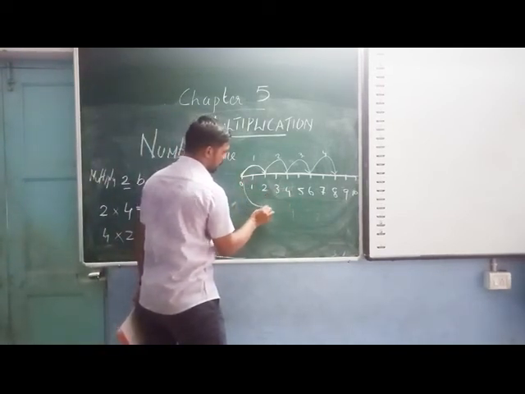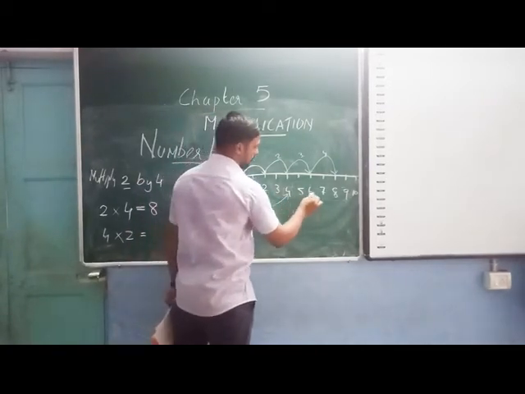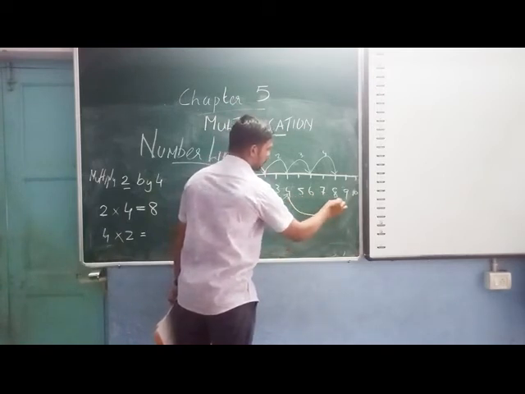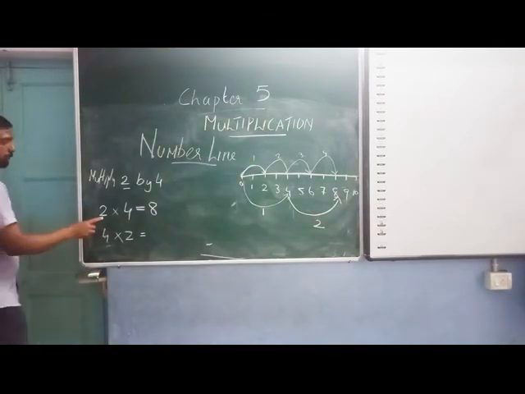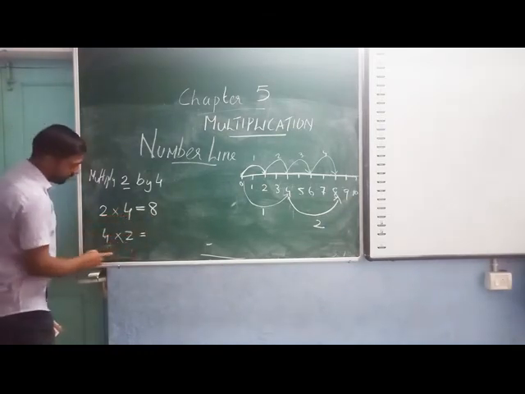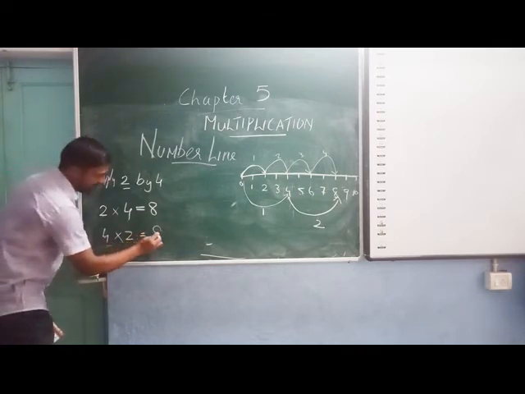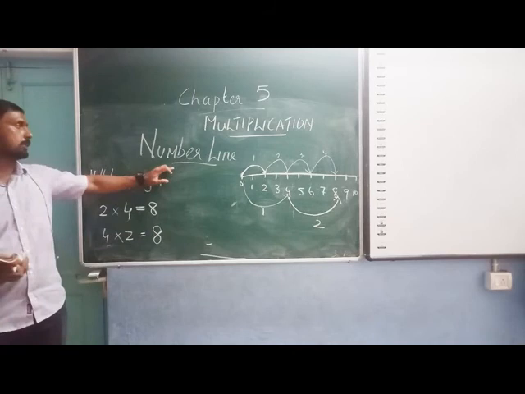So we jumped 1 time. From here we have to jump 4 places again: 1, 2, 3, 4. So again we jumped here. You see? With 2 steps, we jumped 4 times and got 8. With 4 steps, we jumped 2 times and again reached the same place. Understood, children? That is multiplying 2 by 4 using the number line.